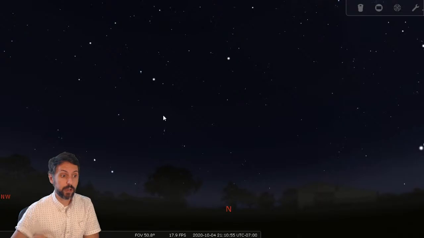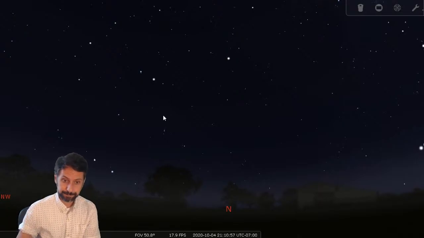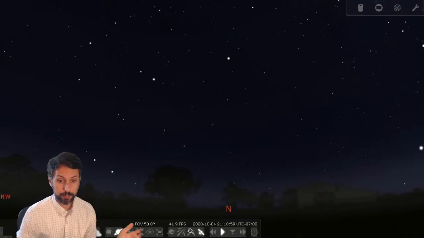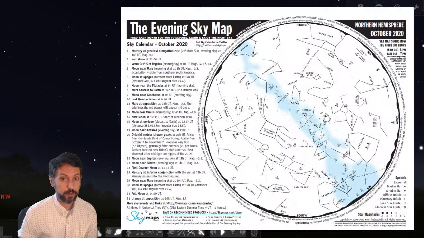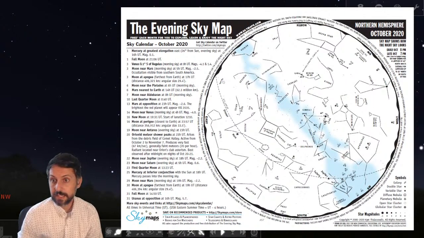So anyway, once we've figured out which way north is, we can then go to what we've done every week, which is our sky map. So again, I just went to skymaps.com and downloaded the monthly sky map for October 2020. It shows it in early October around 8 p.m. And so this is what the night sky should look like based on what we're seeing here. Let's see if this makes any sense.